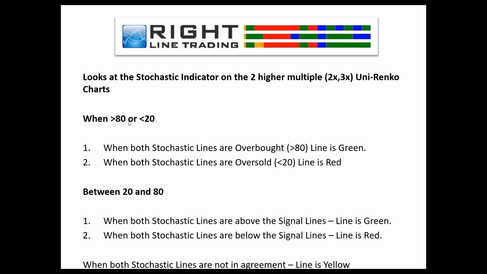Now, in between 20 and 80, the determination is based, just like the MACD, on whether the stochastic line is above the signal line on both. It's green. Is it below on both? It's red. Are they not in agreement? It's yellow. Do we assess stochastic divergence? Yes. Do we trade it? No. Because an enormous amount of time divergence gets run over.